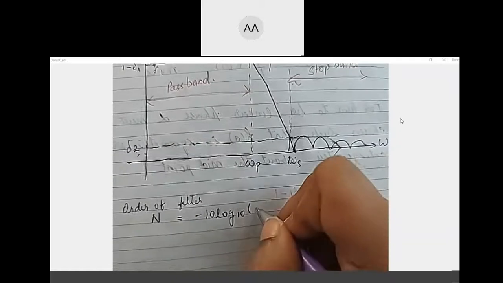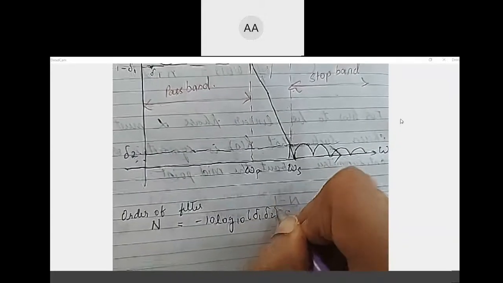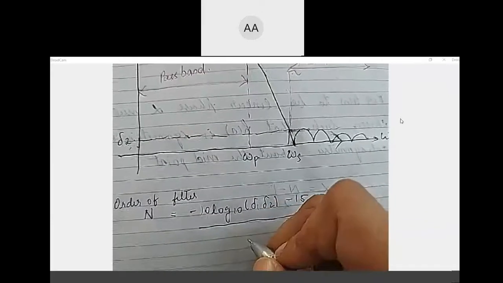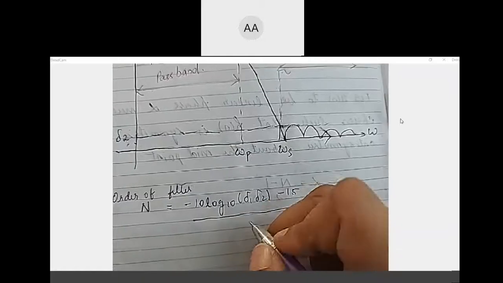The order of the filter you will calculate using this formula: minus 10 log of delta 1 delta 2, or delta p delta s, minus 15, divided by 14 into delta f, where this delta f is nothing but the transition bandwidth.